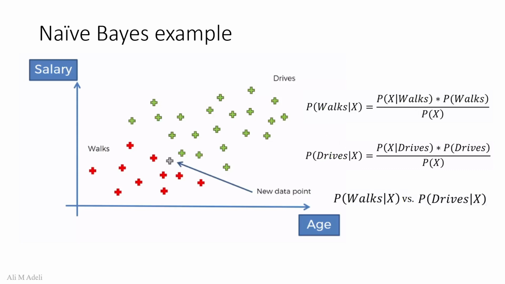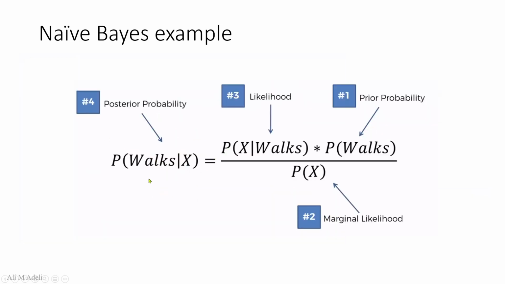So now the only question is, how can I calculate these two values? The probability of walking given these observations, and the probability of driving given those observations. That takes us to using the naive Bayes theorem. Just in terms of terminology, let's say I want to calculate the probability of walking given some of these observations on X. This is called the posterior probability.